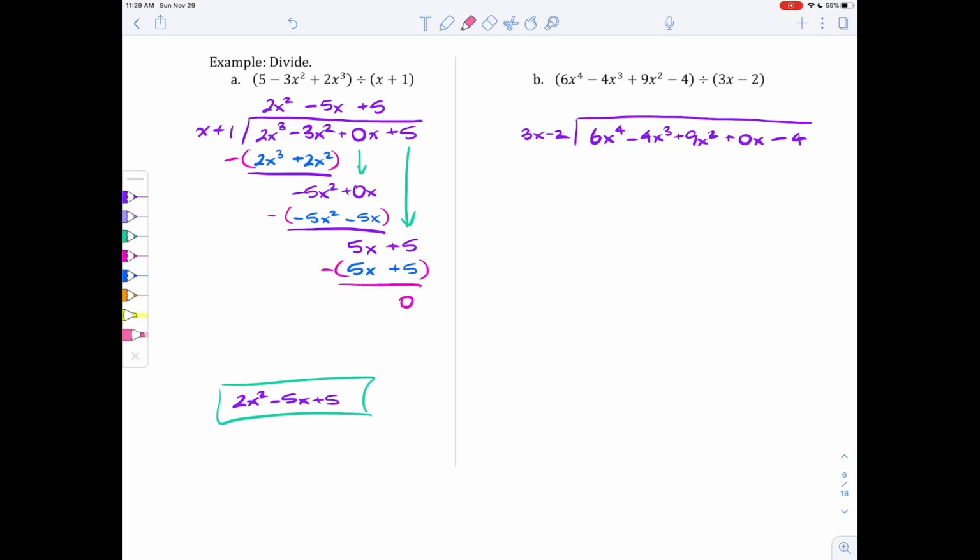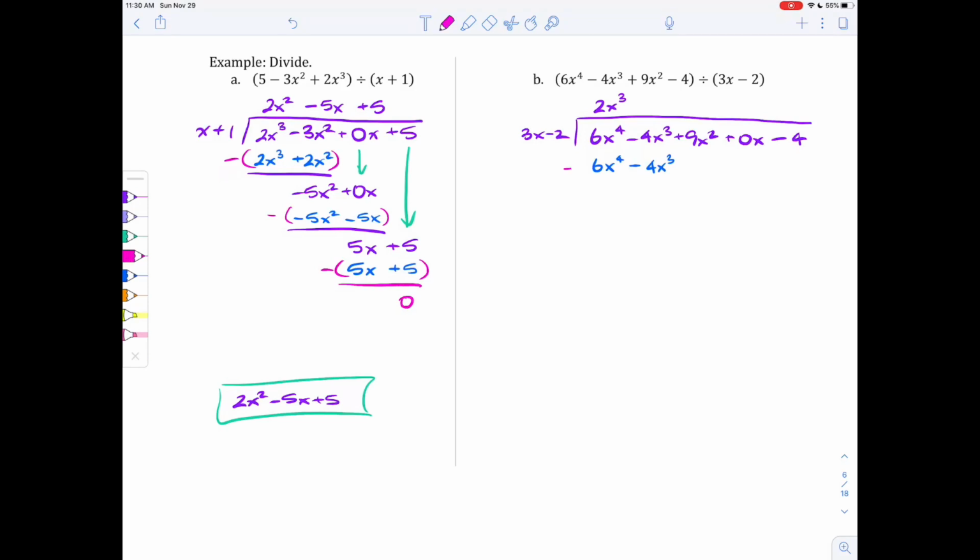So a dividing step, my leading term here being divided by my leading term there, which gets me 6x to the 4 divided by 3x is 2x cubed. And now multiplying 2x cubed by the entirety of 3x minus 2 will get me 6x to the 4 minus 4x cubed. Well, that's exciting.